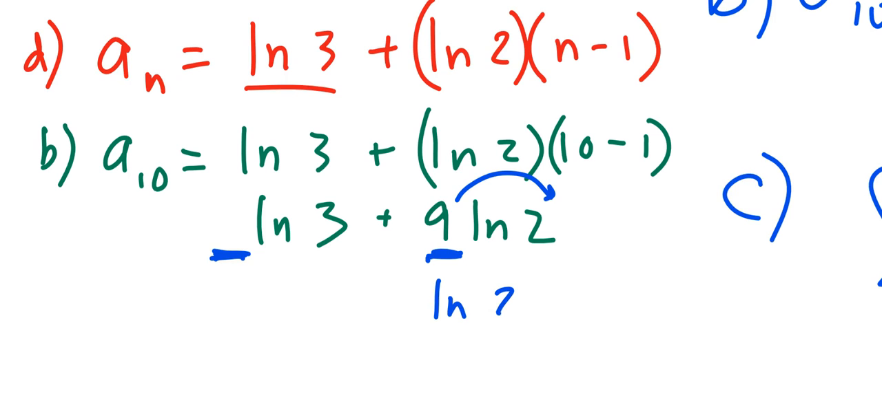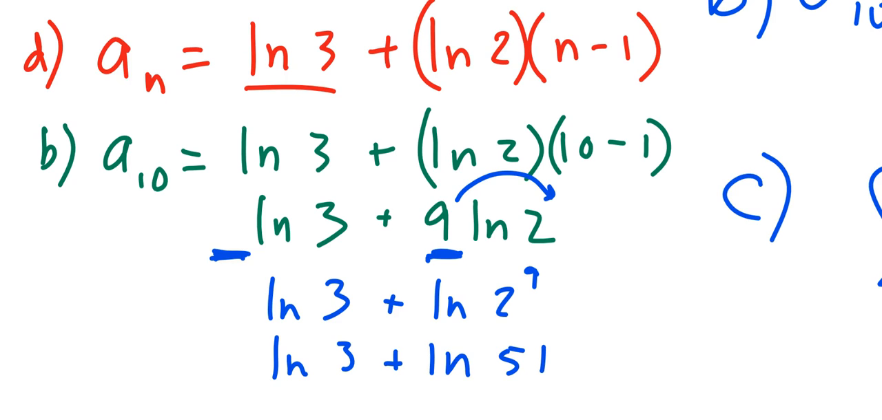Natural log of 2 to the 9th plus natural log of 3. Oh, 2 to the 9th. Let's see. 2 to the 11th is 2048. That's that famous game, right? And then 2 to the 10th would be 1024. So 2 to the 9th is 512, isn't it? So we have the natural log of 3 plus the natural log of 512. I want to double check that in my mind because I just want to make sure that I'm not crazy. Yes, I got it.